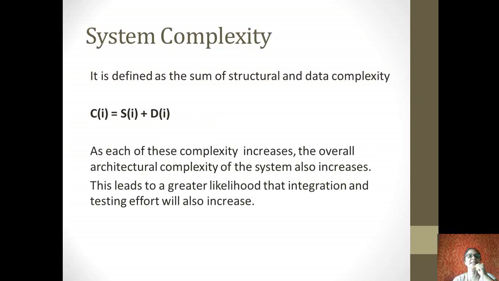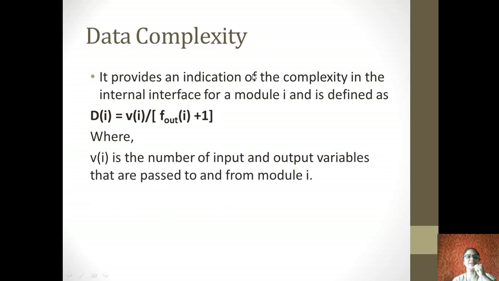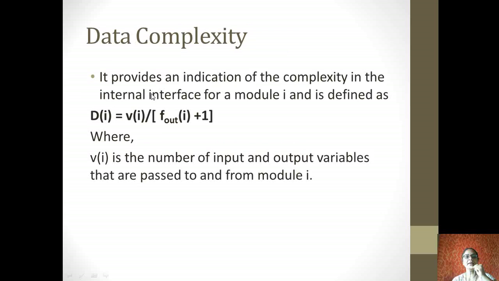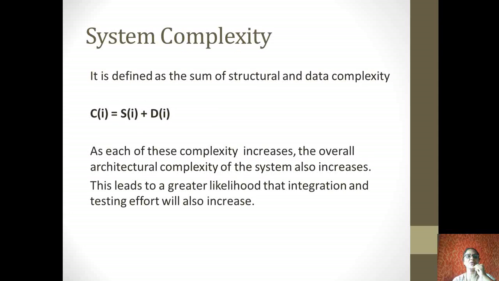The third complexity is system complexity. This system complexity is basically the addition of the structural and the data complexity, that is D(i), which we have calculated, and S(i), which we have calculated. S(i) is fout squared of i, and D(i), the data complexity, is V(i) upon fout(i) plus 1. So S(i) plus D(i) gives the system complexity. System complexity is the addition of the structural complexity and the data complexity: S(i) stands for the structural complexity and D(i) stands for the data complexity, which together form the system complexity.